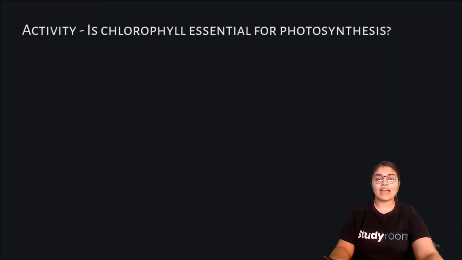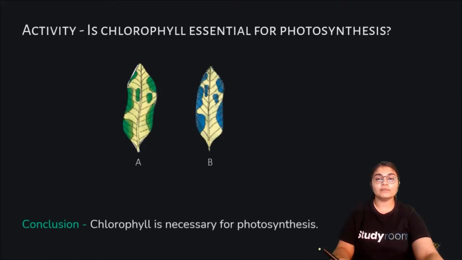Next up, we have an activity. The activity is all about: is chlorophyll essential for photosynthesis? So we will perform an activity to prove whether chlorophyll is essential for photosynthesis or not. For that, we'll be taking a potted plant with variegated leaves. Variegated leaves means that the leaves will have patches of different colors. They'll have green patches and yellow patches. So this is known as a variegated leaf.